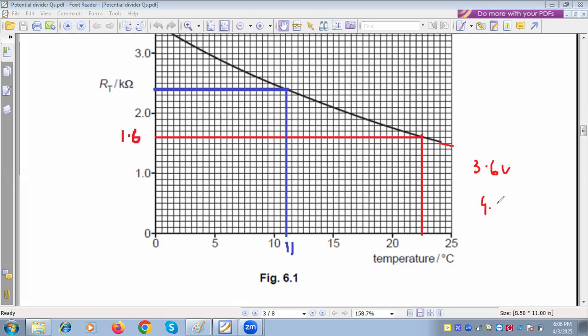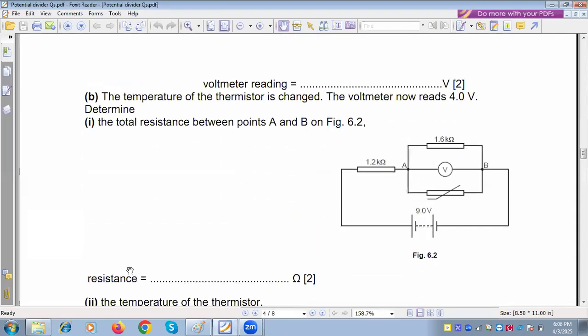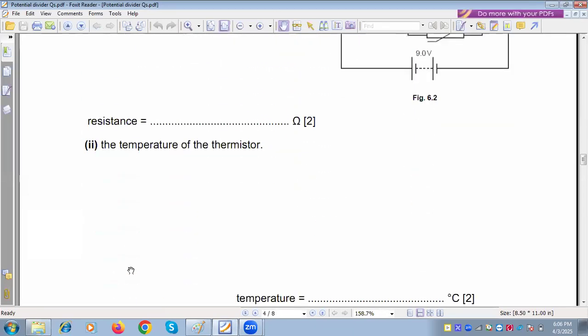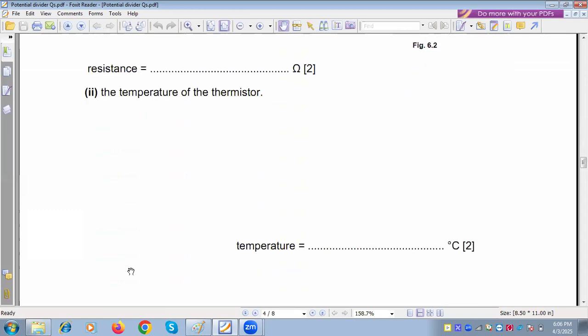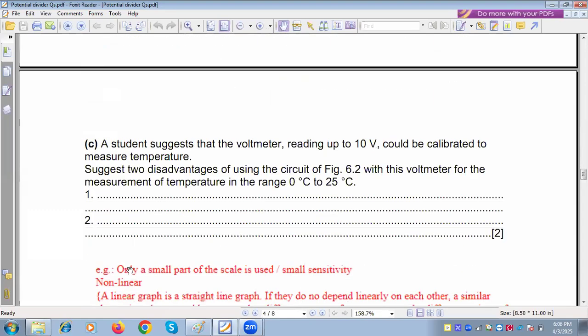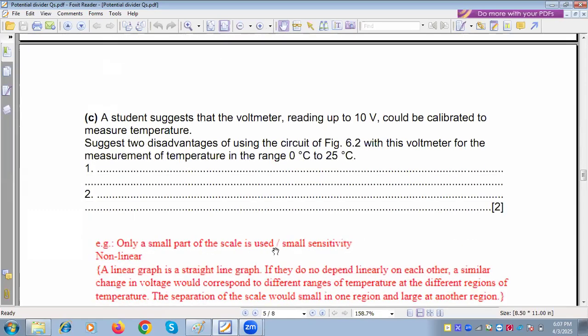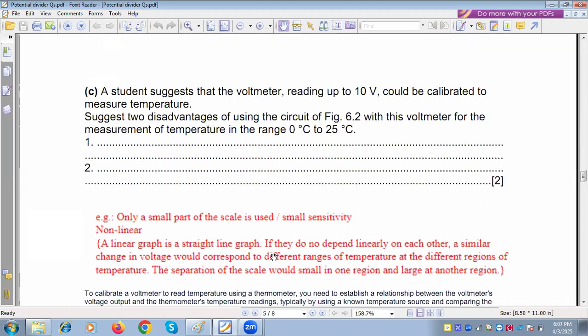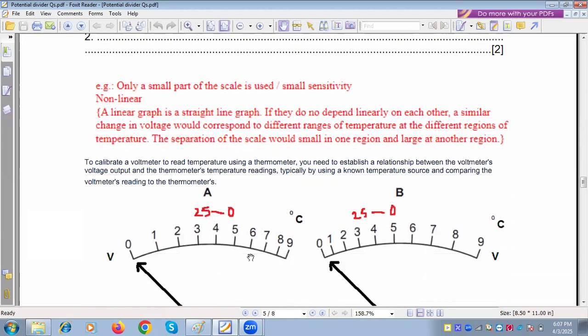So it means only a small portion of the voltmeter, ranging from 0 to 10 volt, will be used. Only voltage will vary from 3 point something to 4 point something. So here only a small part of the scale is used, and this will not be very sensitive because the markings will be very close to each other. Divisions of the voltmeter will be close to each other.